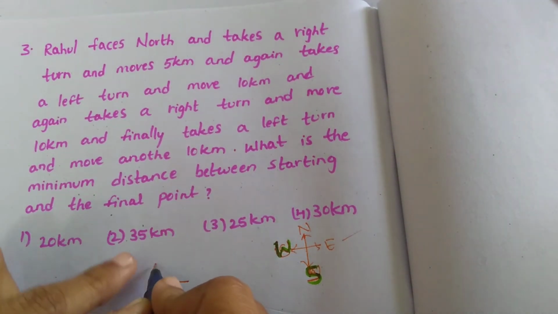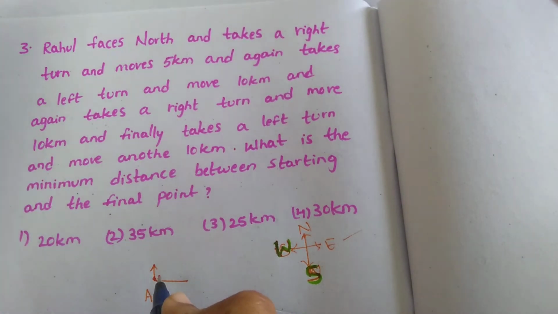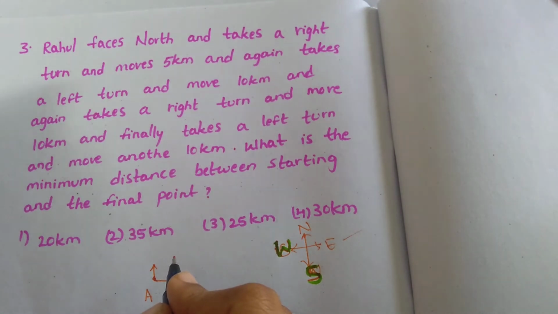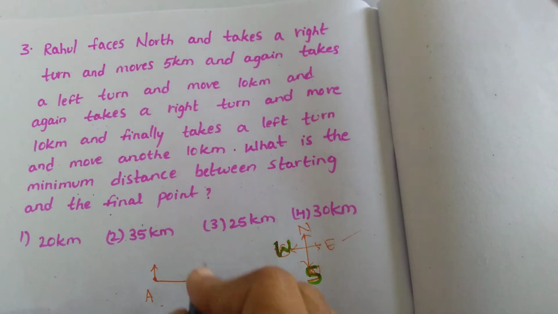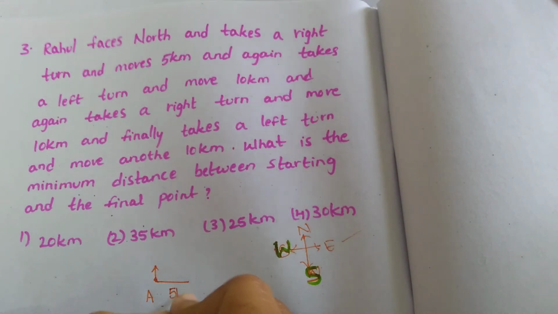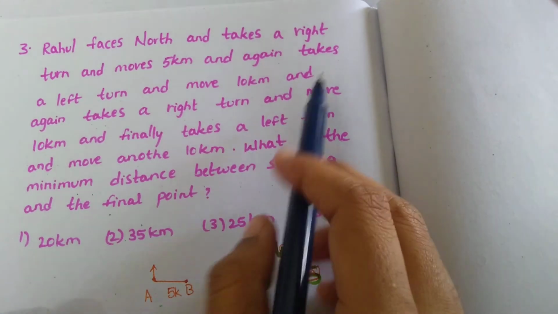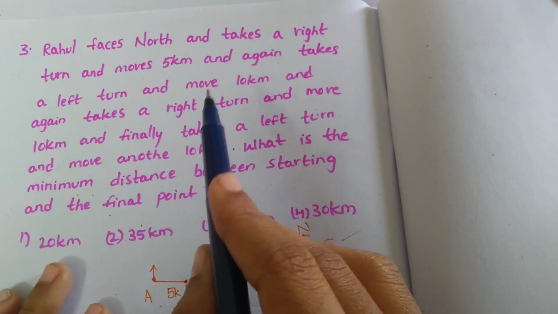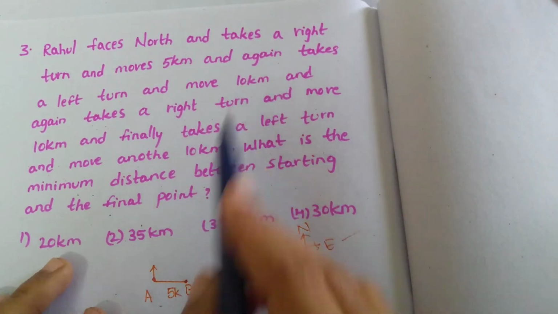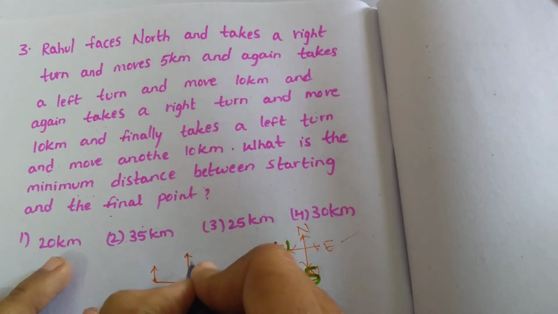And he faces only north direction. But he turns to the right side and moves 5 kilometers. And again he takes a left turn and moves 10 km.